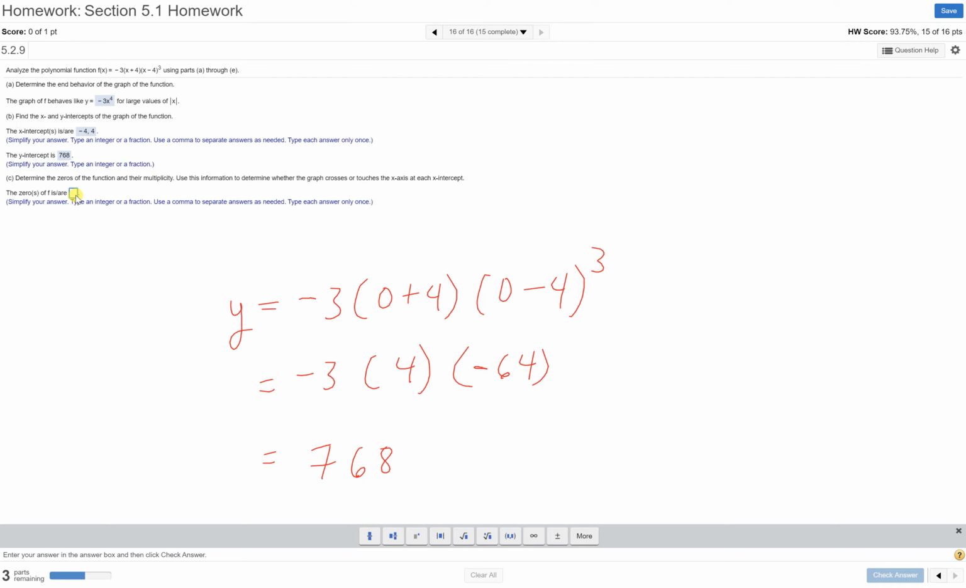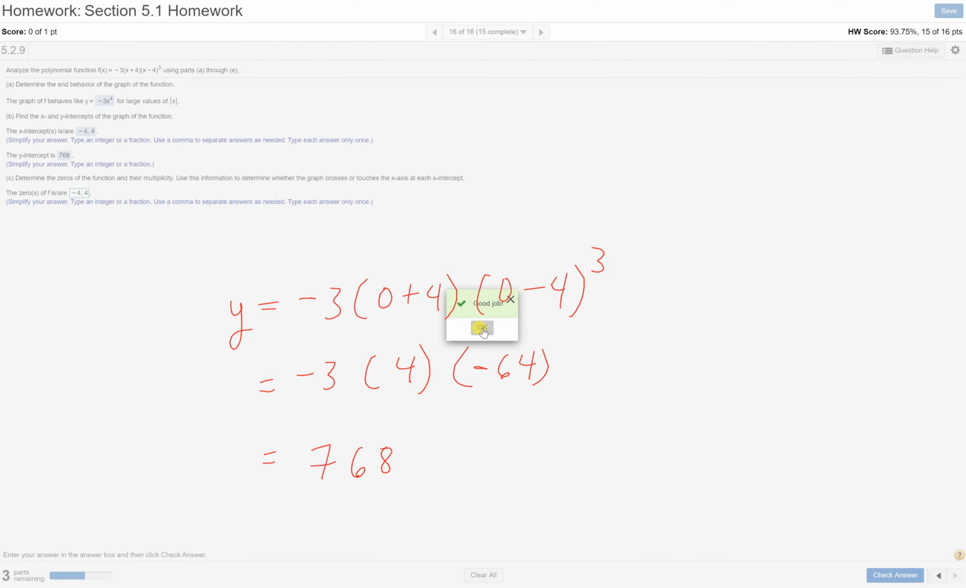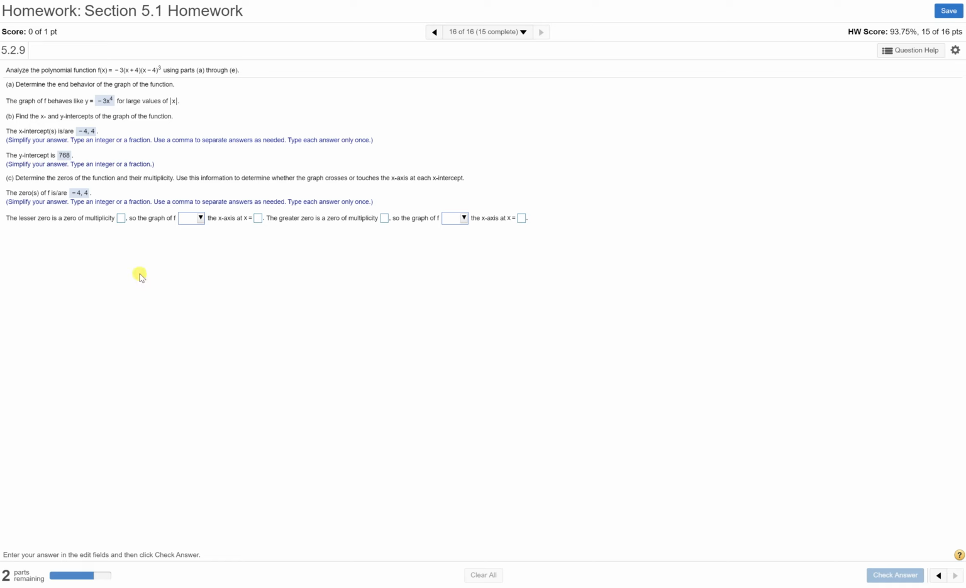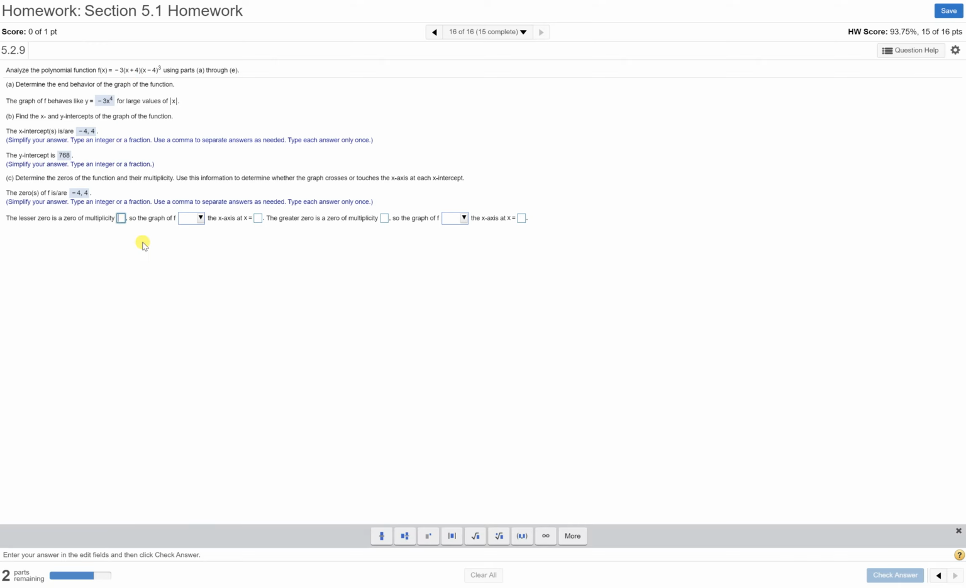The zeros are the same as the x-intercepts, so we know it's going to be negative 4 and 4. That's easy. Let's look carefully here. The smaller zero is negative 4, right? That came from the x plus 4 factor. So the multiplicity of x plus 4 was 1. That power was 1, so I'm going to put 1. And then the graph is going to cross, because it's an odd number. It's going to cross the x-axis when x is negative 4.